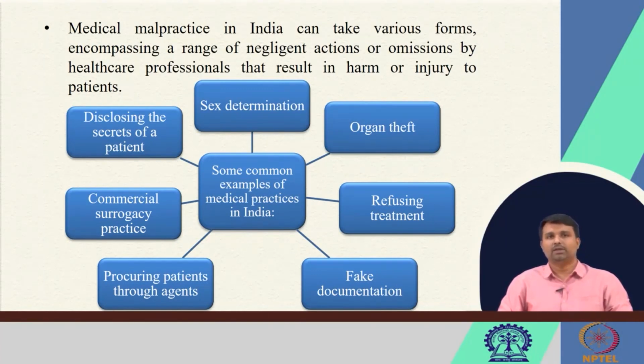Another one is disclosing the secrets of the patient. The medical information of the patient has to be kept as secret because every person has a right to secrecy under the constitution which the law in the country has guaranteed. So, disclosing the medical information of the patient will also constitute medical malpractice under the law. Now, let us go forward and discuss each of these types of malpractice in detail.